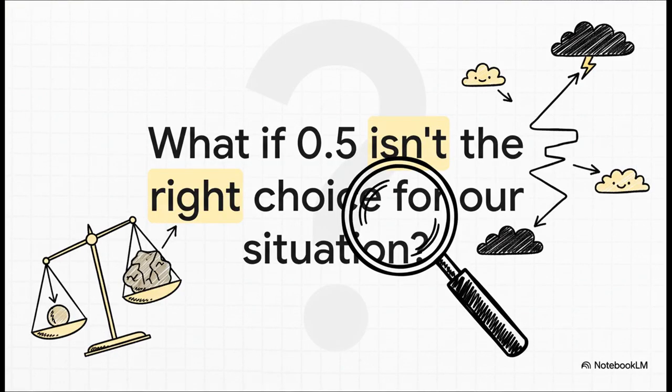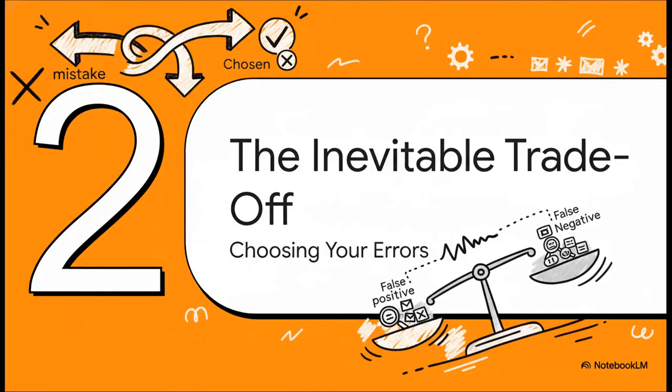But what if a simple 50-50 split isn't good enough? What if the consequences of one type of mistake are way more severe than the other? This is where things get really interesting. Because as soon as you start moving that threshold, you enter a world of trade-offs. You see, you can't eliminate mistakes completely. All you can do is choose which kind of mistake you're more willing to live with.